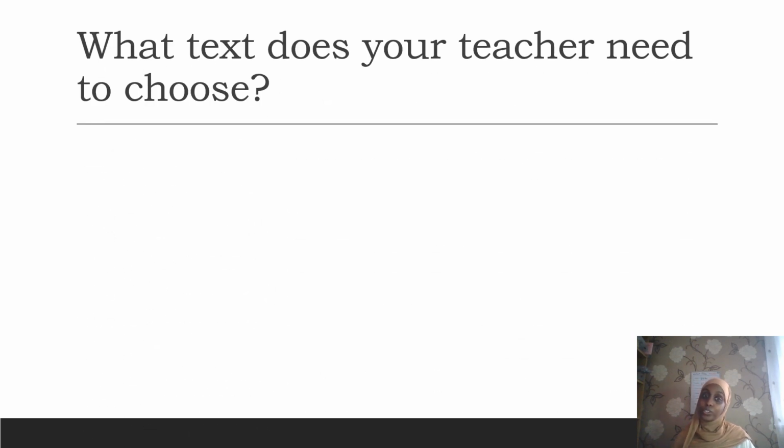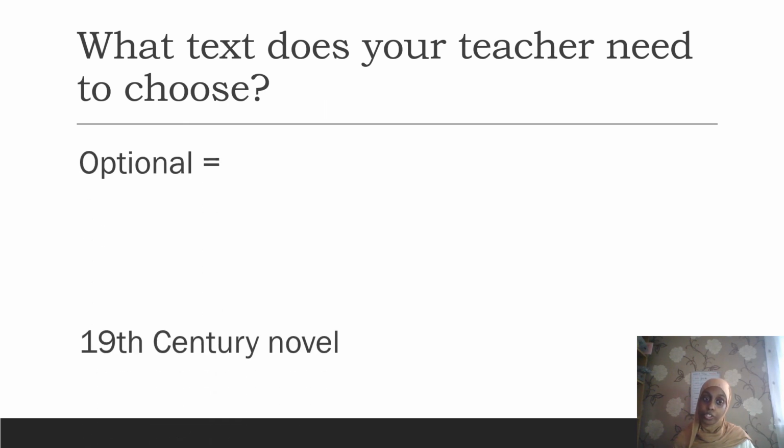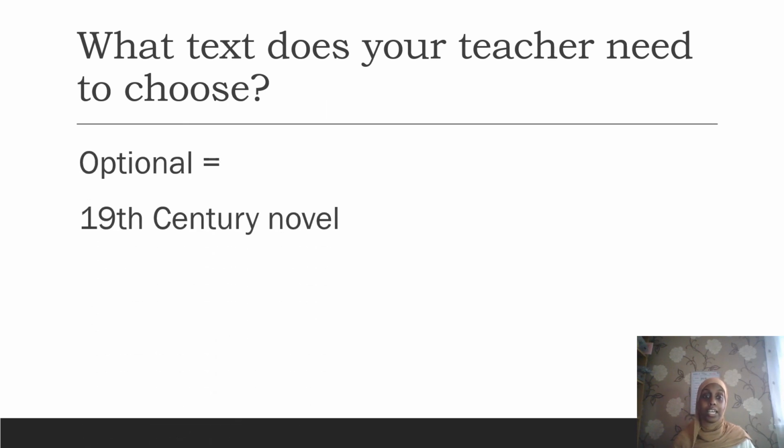And what text does your teacher need to choose? So the options your teacher, or your school technically, has is the 19th century novel or the 20th century text. For most people, the 19th century novel is Jekyll and Hyde, with a few doing A Christmas Carol, and what was the other one? Frankenstein, I think, was the other one. And for others, the 20th century text was either Blood Brothers or An Inspector Calls, but there's obviously a few others there too. So the teachers would decide one or the other.